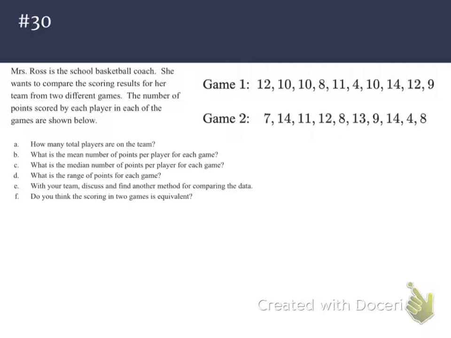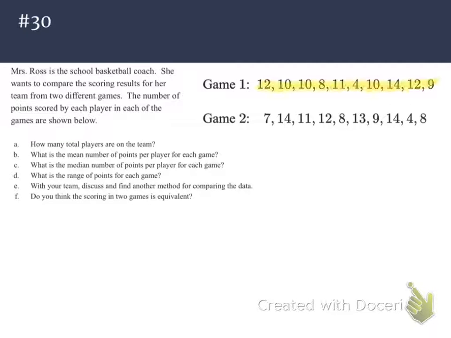All right, our very first problem, number 30. It says, Mrs. Ross, awesome, Clayton's mom is in this problem. She's a school basketball coach. She wants to compare the scoring results for her team from two different games. The number of points scored by each player in each of the games are shown, not below, but to the right. It says how many total players are on the team.